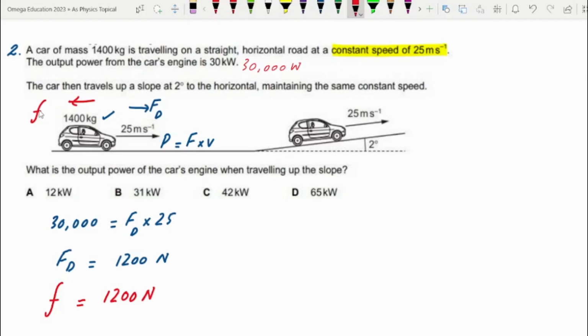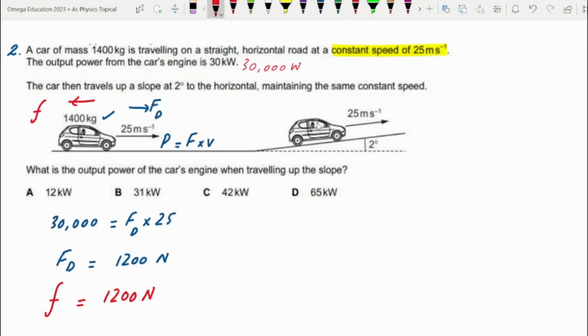If the driving force increases, we get a resultant force and we'll be accelerating. If the driving force is less than the frictional force, there is a resultant force in the backward direction and we'll be decelerating. But in order to maintain the constant speed, these two forces should be equal. Now let us study the second case.